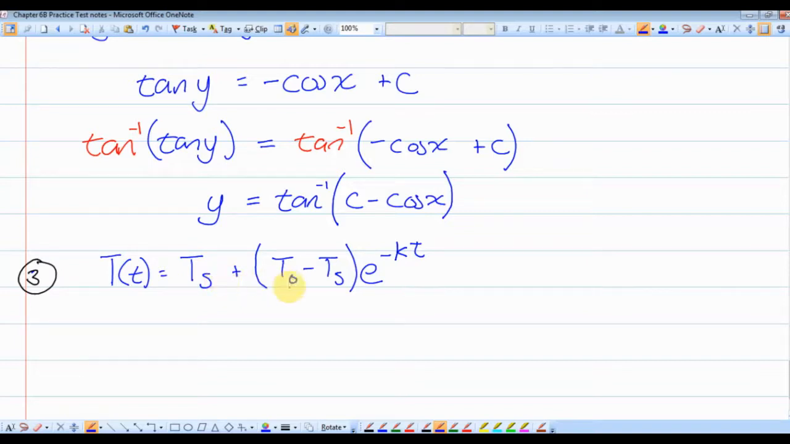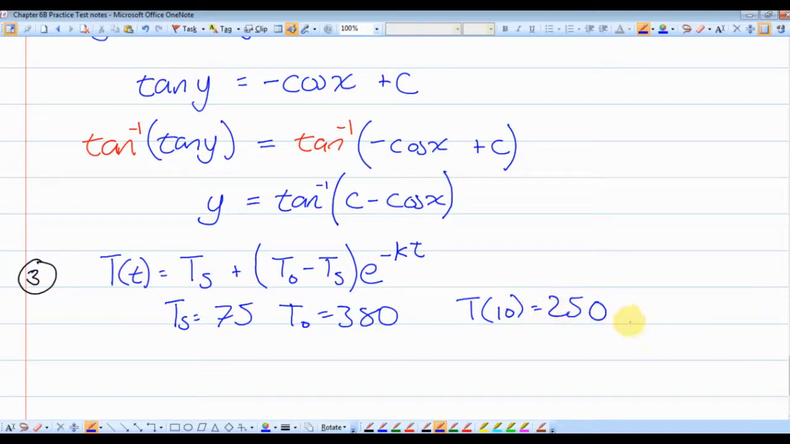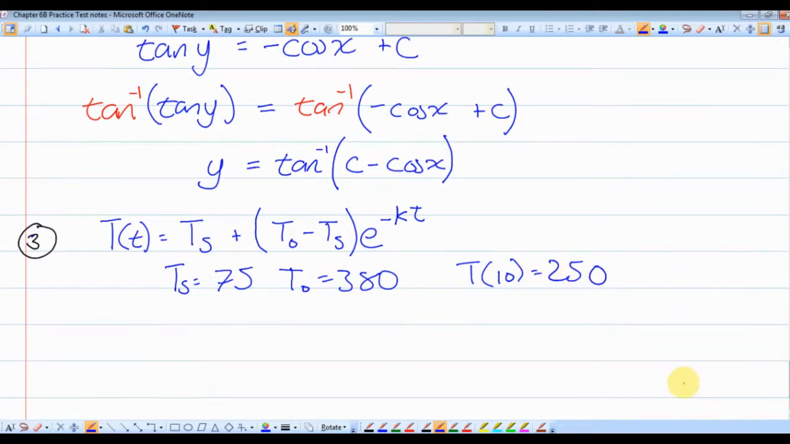Okay. Let's get the variables that we know. We know Ts is 75 degrees. We know the initial temperature of the cake was 380 degrees. And we know that the temperature at time equals 10 is 250. Those are the three things that are given to us. We should be able to cobble together an equation.